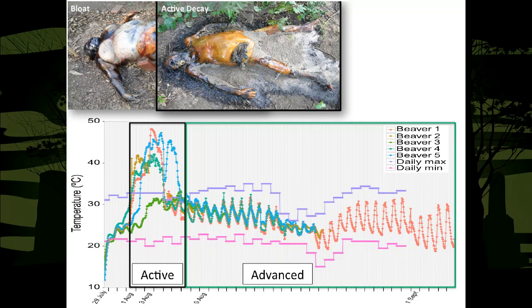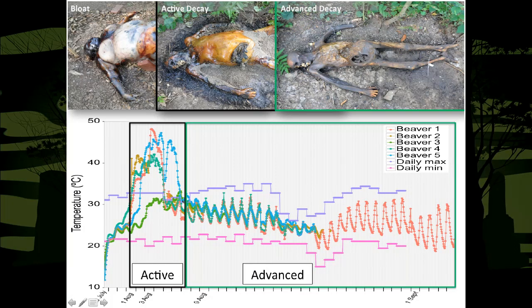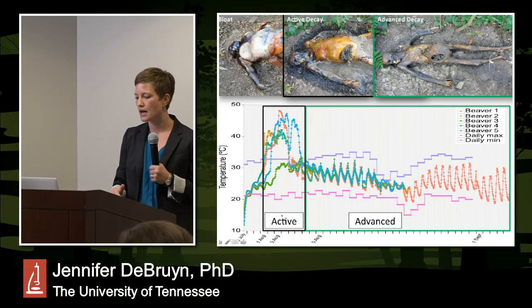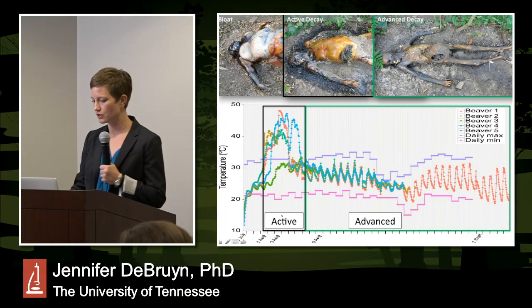And then when most of the soft tissues are gone, we enter a period called advanced decay. There are still tissues present on the body, but it tends to be the more recalcitrant compounds, some of the skin, keratin, hair, and those sorts of harder to digest compounds. Decomposition will still happen, but much more slowly. Temperatures drop down to ambient, and we see a drop-off of oxygen at this time.